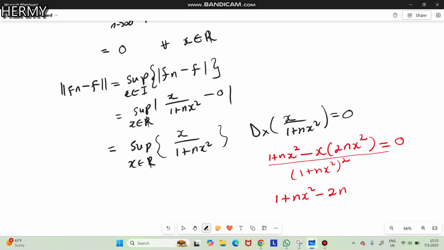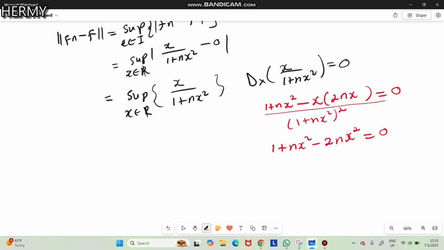You see, it's 2n this side and this side. Oh, sorry, here I made a mistake. So it's 2nx squared equals 0. I made a mistake there. I think you have seen that mistake.